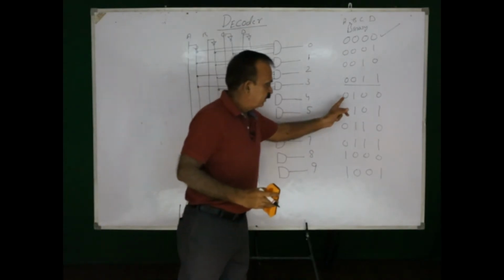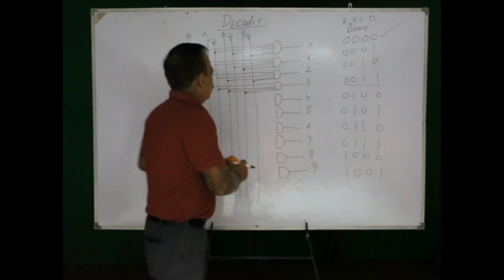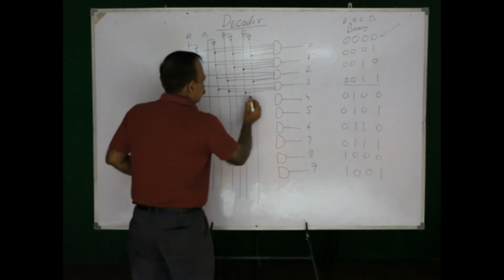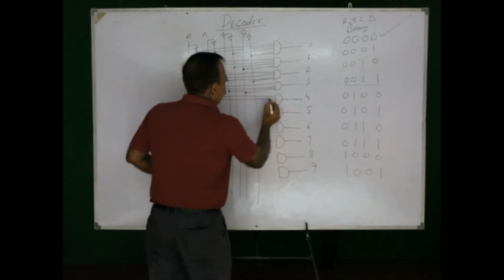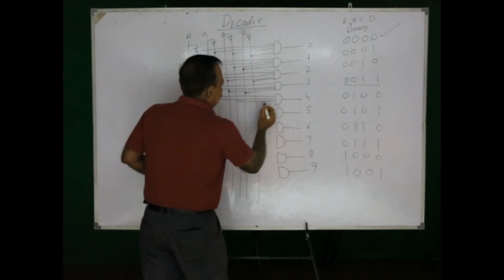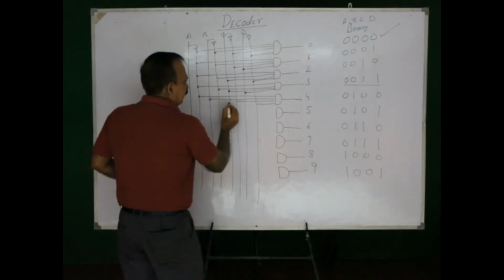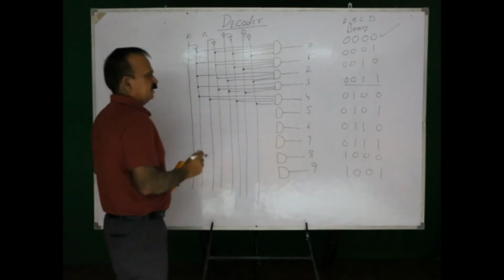What about the next? A bar, B, C bar, D bar. This is A bar. The next is B. The next one is C bar, and the last one is D bar. This is A bar, B, C bar, D bar.